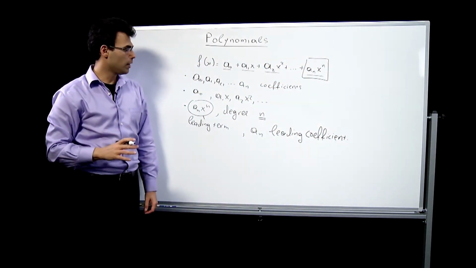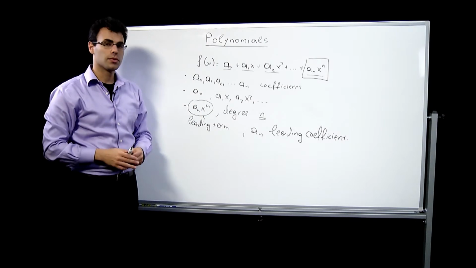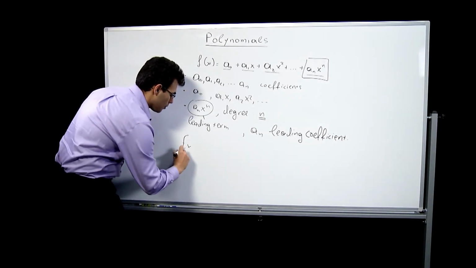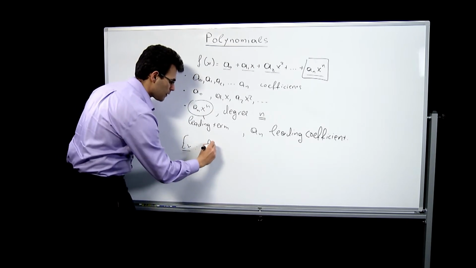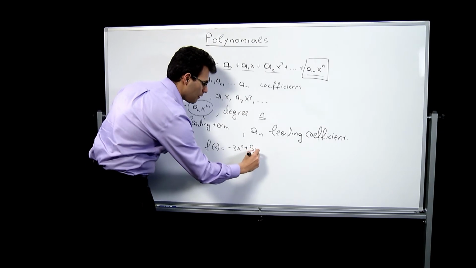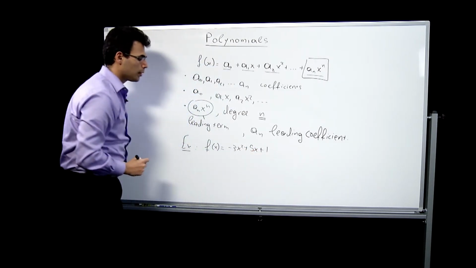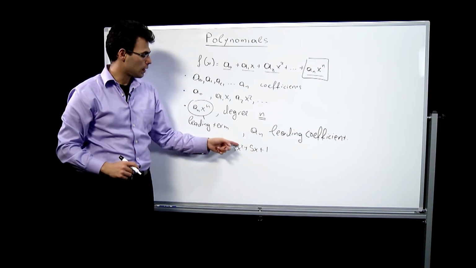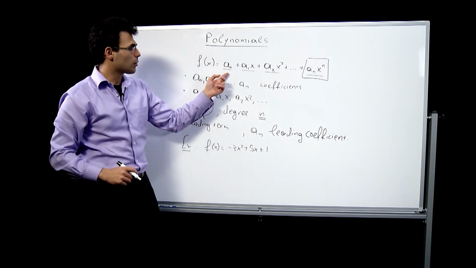Polynomials pop up everywhere, and they are the basic tools for us all the way up to Calculus 3. Let me put down an example of a polynomial. Something like this. F of x equals minus 3x squared plus 5x plus 1 is a polynomial. And notice in this one I wrote them in a decreasing order of powers, x squared, x, and no powers. Here I wrote it in increasing.